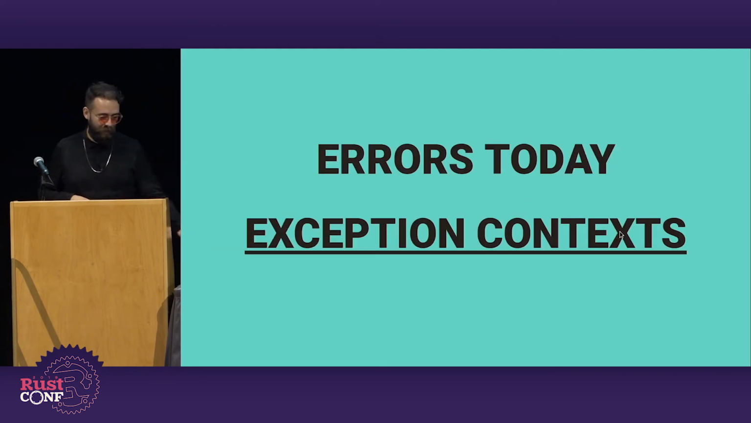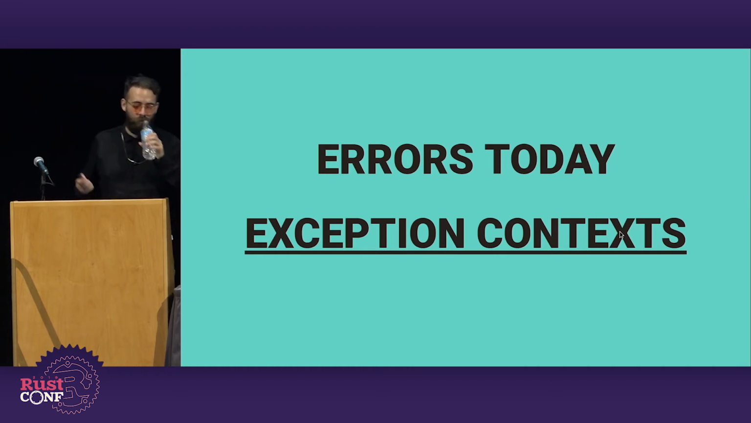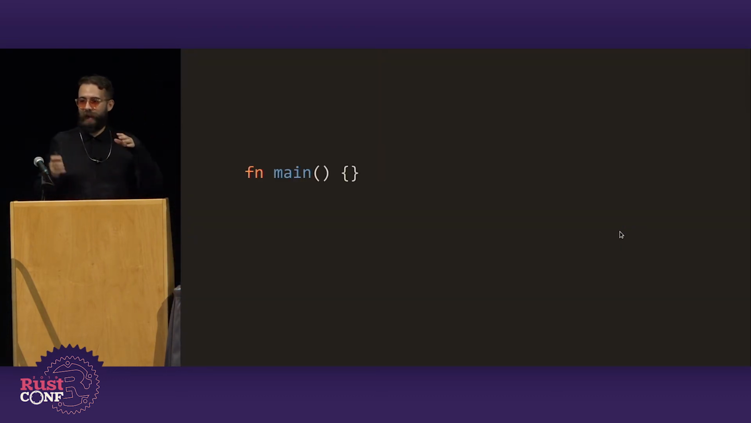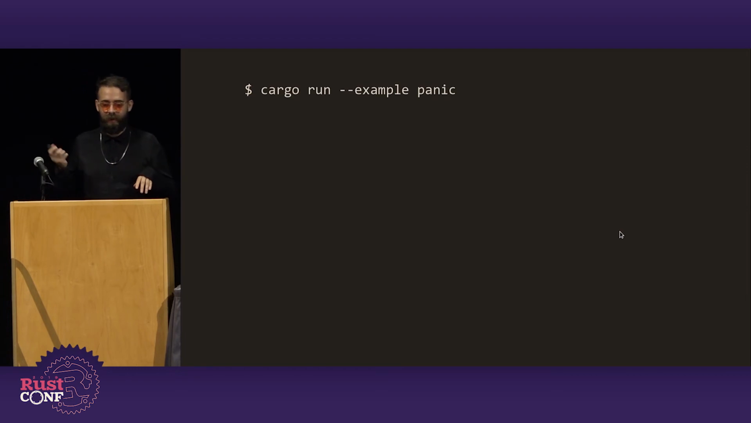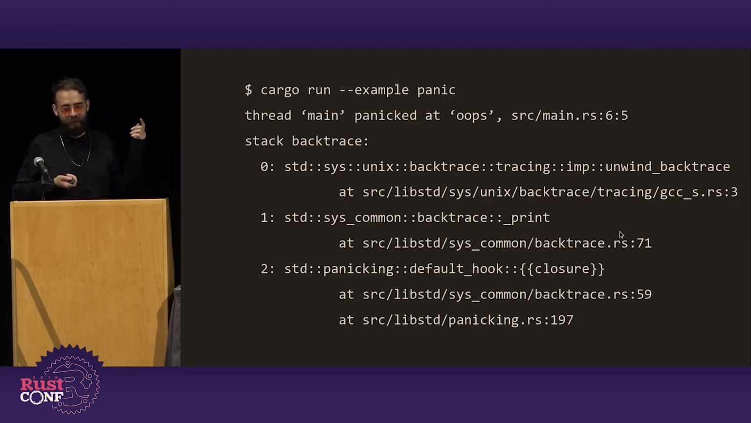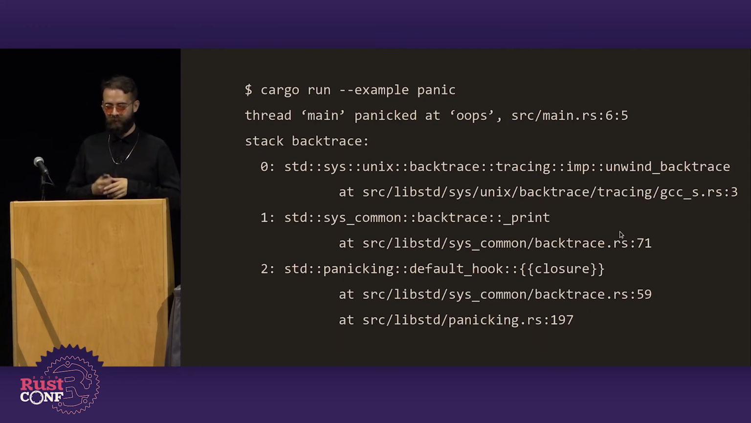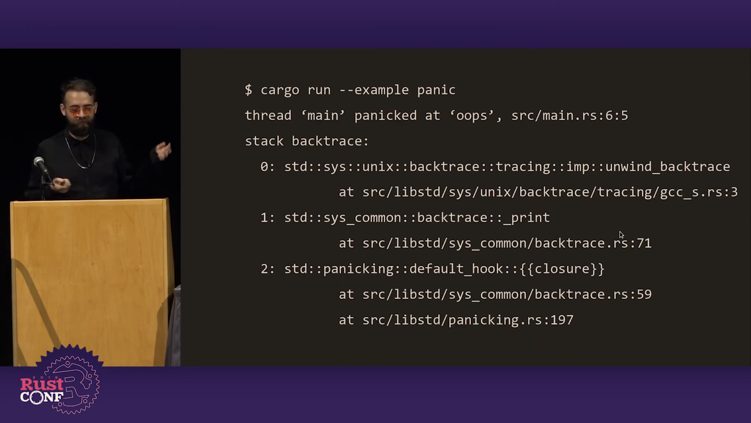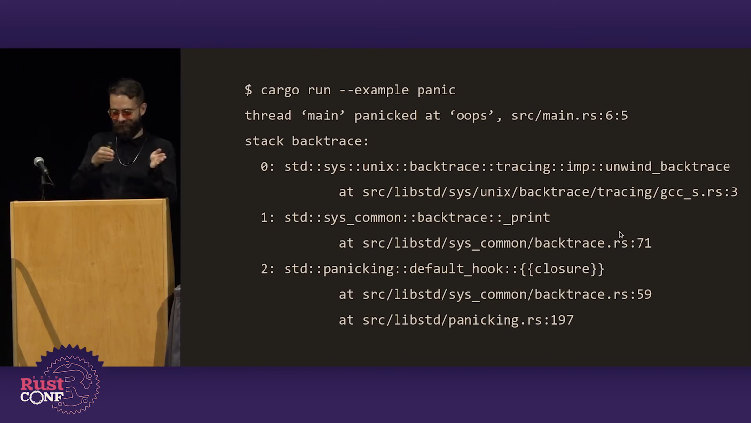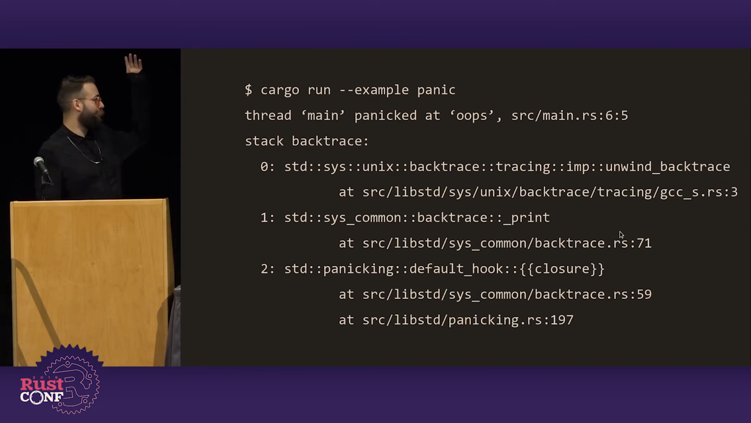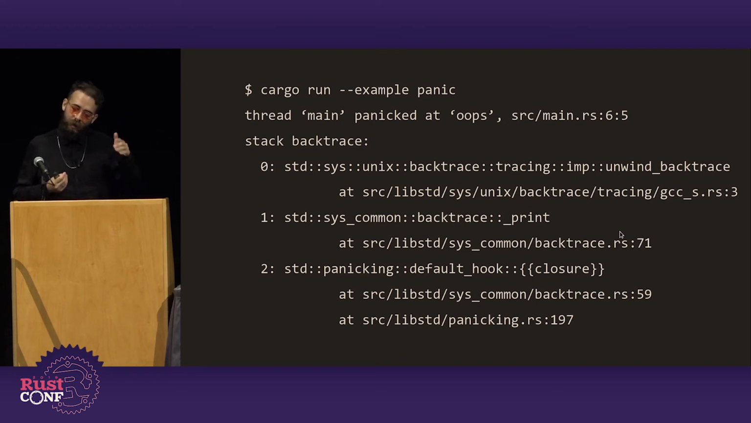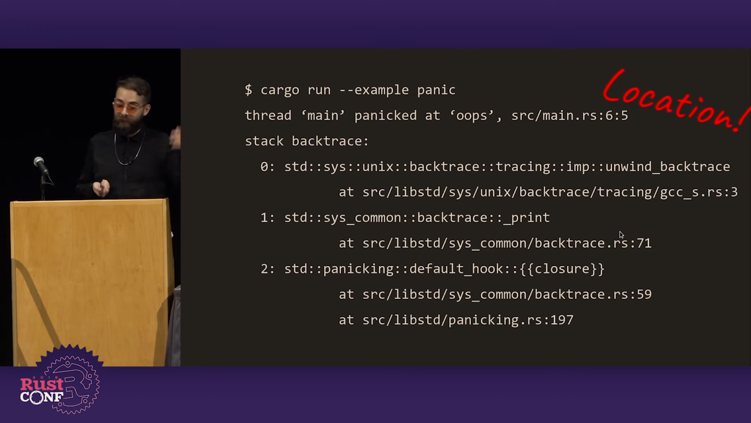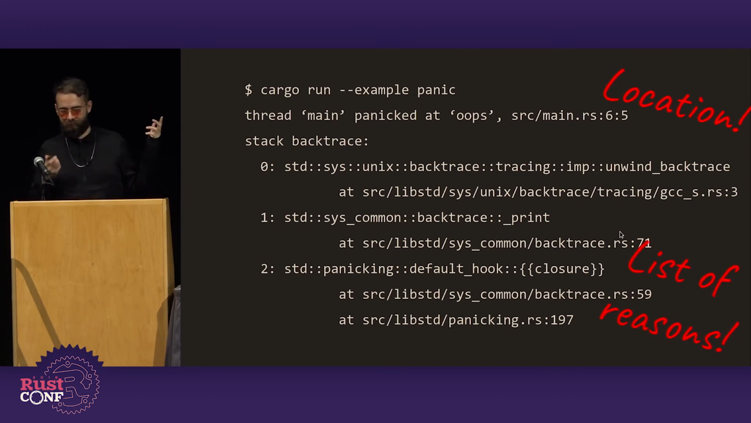So finally is exception context. In this case, if we have a panic, code can panic. For example, a function main just panics with oops, and when you run this, it will look something like this. It says thread main panicked at oops, source main.rs, line 6, and then we get a backtrace, a list of reasons how we got there. It's not always the nicest to look at, but definitely if you're digging in, you can find what actually went wrong here. So you get a location, which is important, and you get a list of reasons.